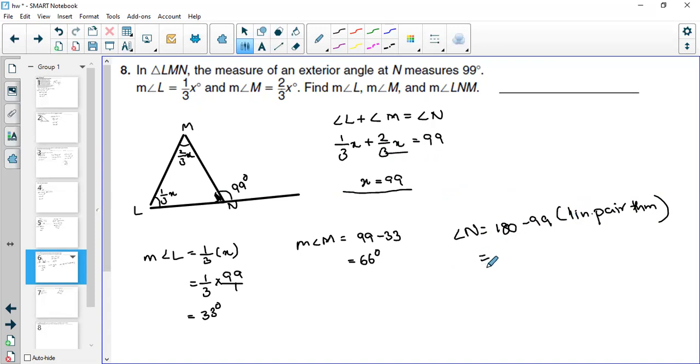Okay, so 180 minus 99 is going to give you 81 degrees. So angle N is going to be 81 degrees. But as well, you can add 66 plus 33, that is 99. 99 minus 180 is going to give you 81 also. Either way, your answer needs to be 81.